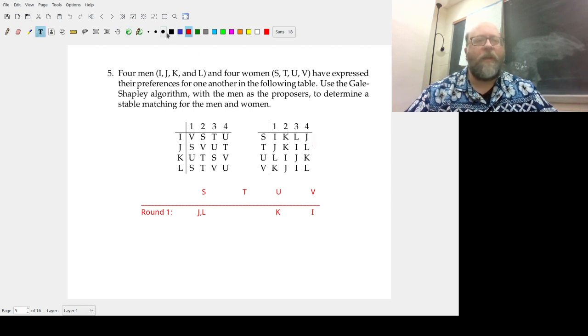Didn't mean to change the color of the text. That's okay. Here we go. Now we can change.